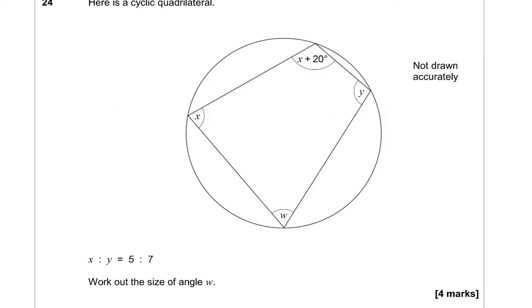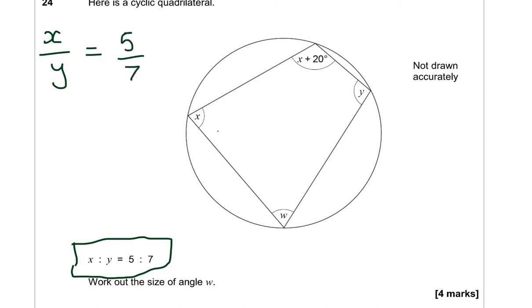Okay, question 24. Here's a cyclic quadrilateral, and again we're being tested on ratios, so it's good to brush up your ratio knowledge for this paper. And we need to work out w. Again, I like to write down what this ratio means. So it means that x divided by y is the same as 5 divided by 7, and we'll use that shortly.